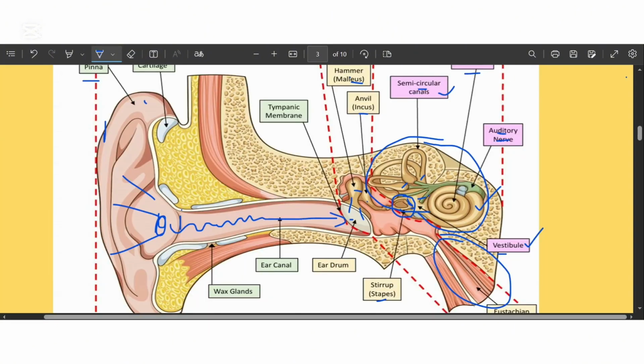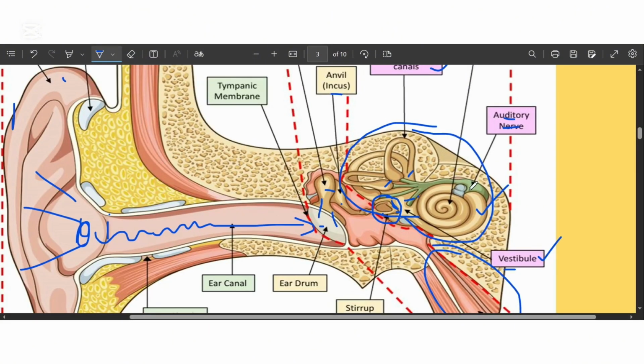So this is the cochlea, and this one is the auditory nerve, which is connected to the cochlea. This one sends the electrical impulses directly to the brain, so that the brain can detect them and know that we're hearing a sound.